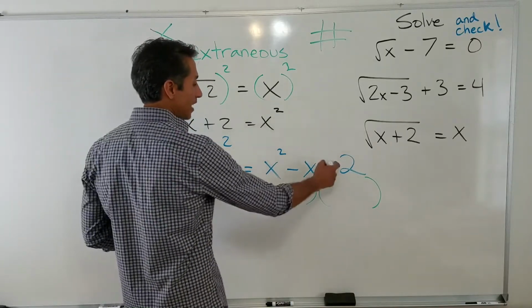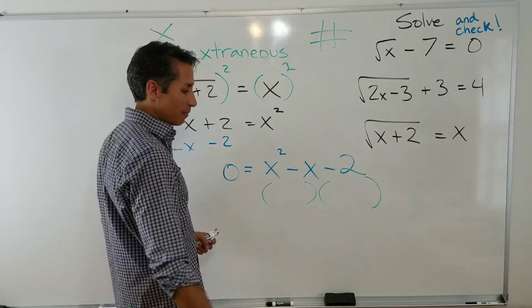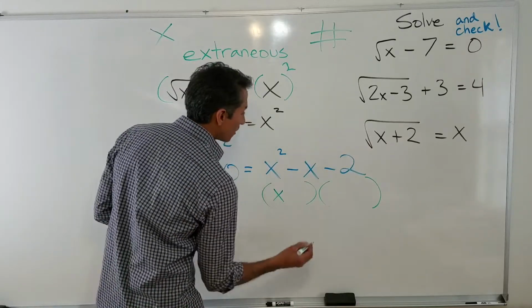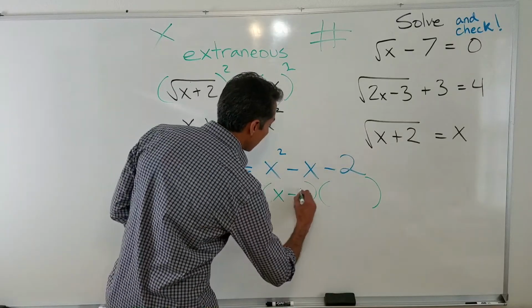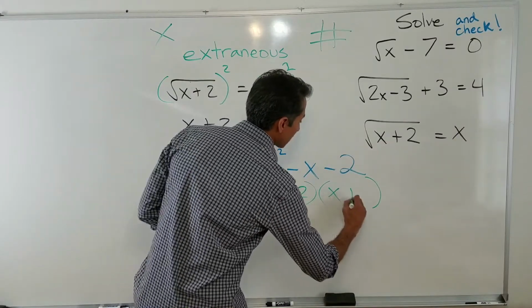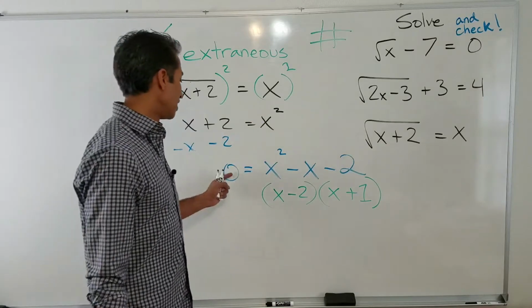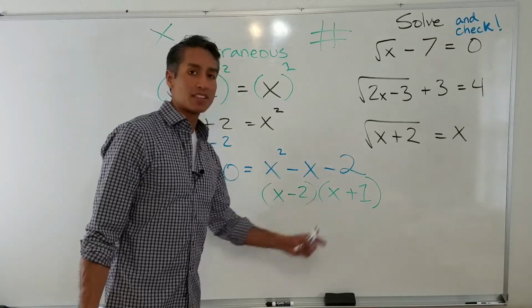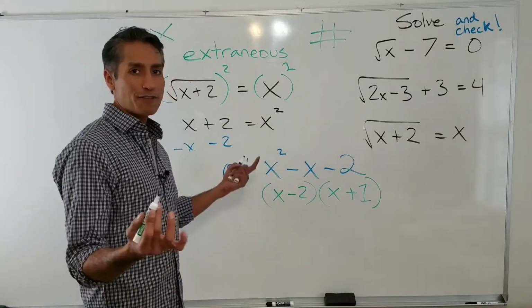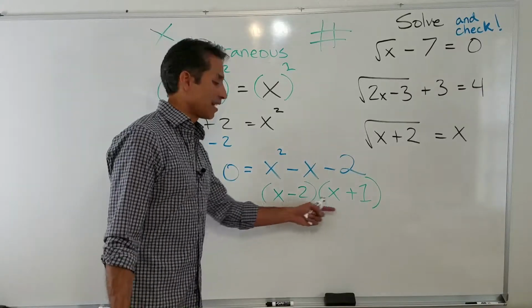Okay, I know I have a -2 in the back and a -1 in the middle. So what would that be? x minus 2, x plus 1. Okay, and what I'm saying is that 0 equals this times this. But is this solving for x? No, all I've done is just written out two binomials.